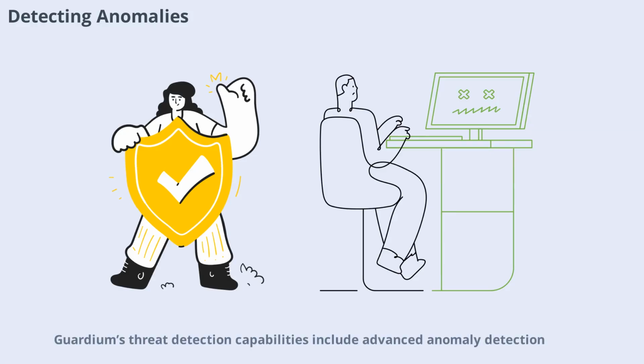Guardium's threat detection capabilities include advanced anomaly detection. The system continuously monitors for suspicious activity, alerting you to potential threats in real time. This proactive approach helps you respond quickly and minimize the impact of security incidents.